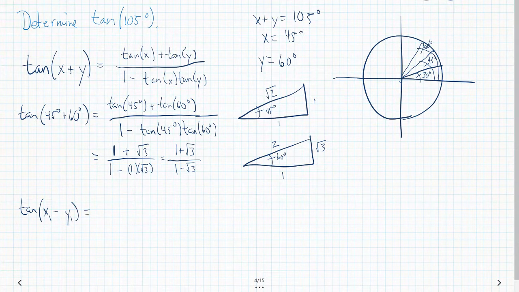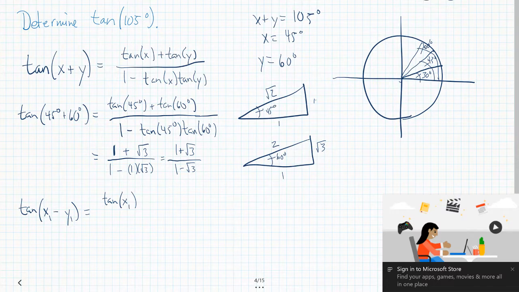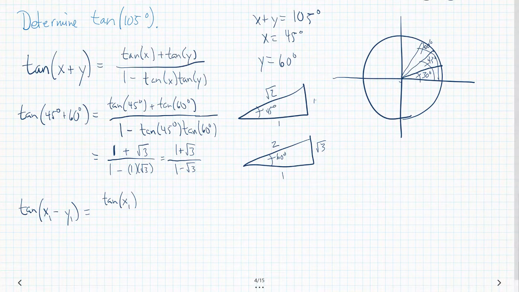And that would equal tangent of x sub 1 minus tangent of y sub 1, all over, in this case, 1 plus tangent of x sub 1, tangent of y sub 1.